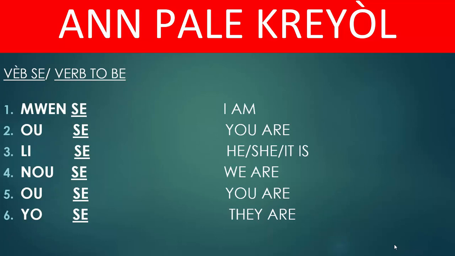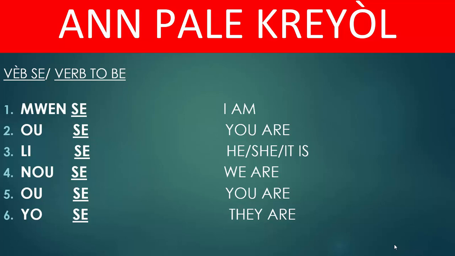And over here we have some verbs, all right. I mean the verb to be, as we conjugate here using just se after the pronoun, all right. So the same pronouns we just saw here, we just add se, and that makes the verb to be in the present tense, I am, all right. So moi se is I am, ou se is you are, li se is he, she, or it is.